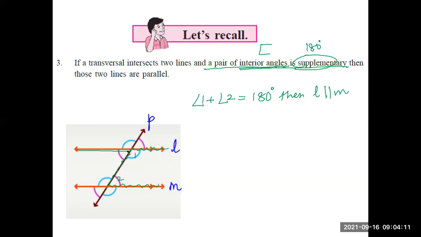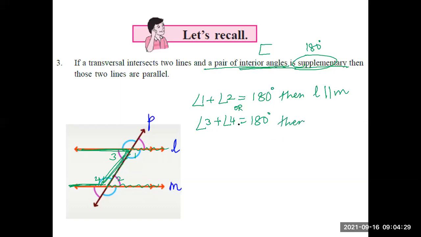Likewise, there is one more C formation. Check, students, on this side, there is this C formation. So angle 3 and angle 4. If angle 3 plus angle 4 is 180 degrees, if this or this, any one pair, that's completely fine.